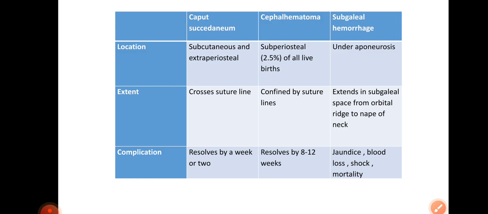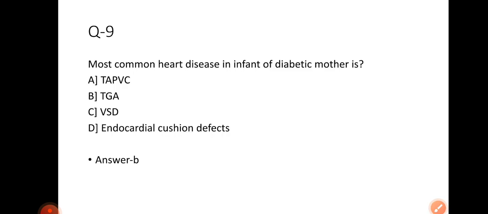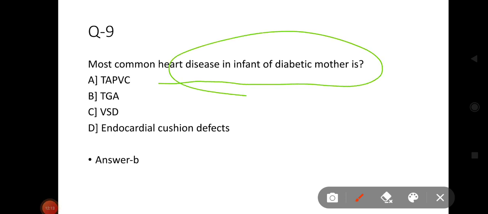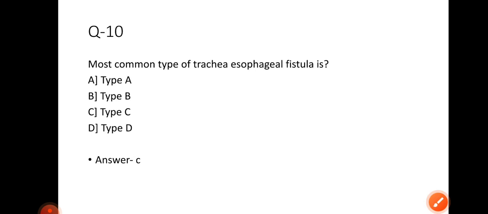So these are the major differences between these three conditions. Important one, many times they ask questions. So next is the most common heart disease in infant of diabetic mother. Among these options you may get confused, but the answer is TGA, that is transposition of great arteries. So if it is asked the most common heart disease in infant of diabetic mother, then it is TGA.